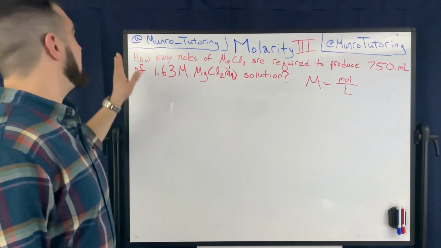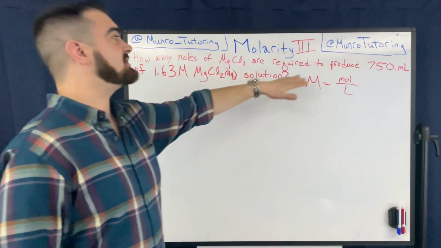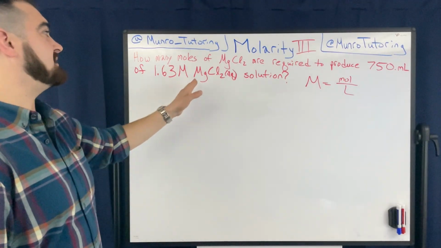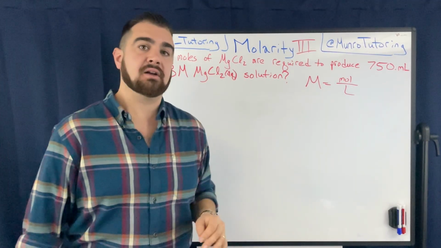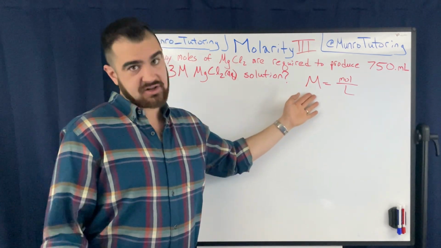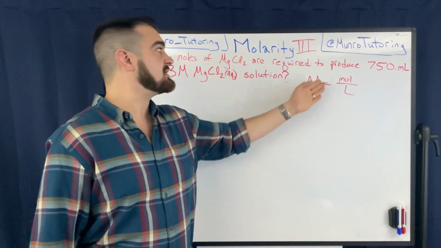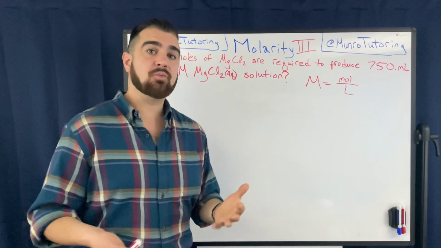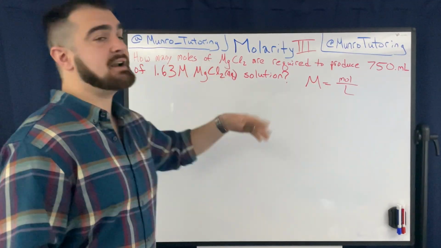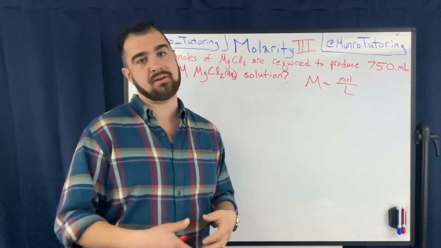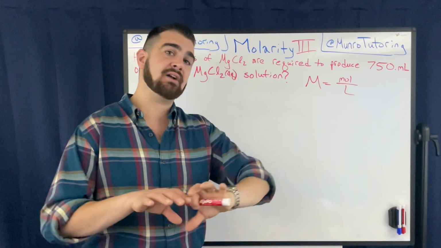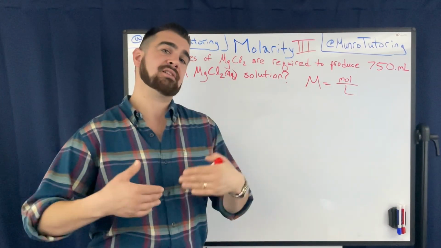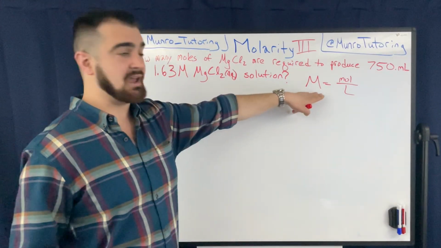So let's read the question. How many moles of magnesium chloride are required to produce 750 milliliters of a 1.63 molar magnesium chloride solution? So we do have to know the definition of molarity, which is that molarity is equal to the moles of solute over the liters of solution. And once we know that, we can just take the molarity and rewrite it as a conversion factor. If you're given molarity in a question like this, you can just rewrite it as a conversion factor and use it to do dimensional analysis. So you don't really have to memorize equations, only the definition of the actual unit.